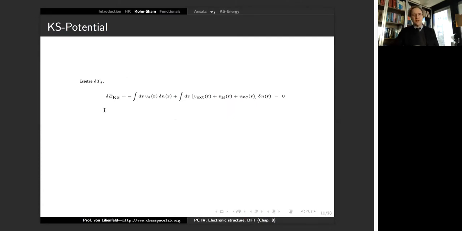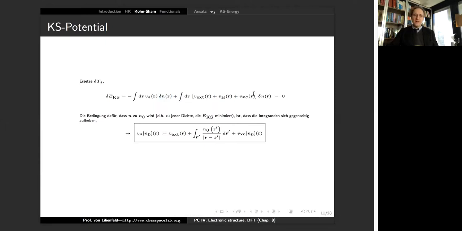So this substitution then means that the variation in your energy is this. And now you might see this already. Now we have in both integrals, which go over the same spatial domain, our variation in the electron density, which we can factor out. And this means that the resulting bracket here has to be equal to minus Vs.